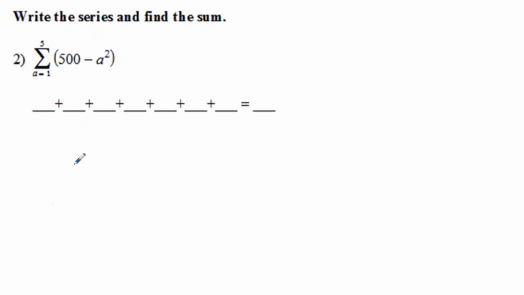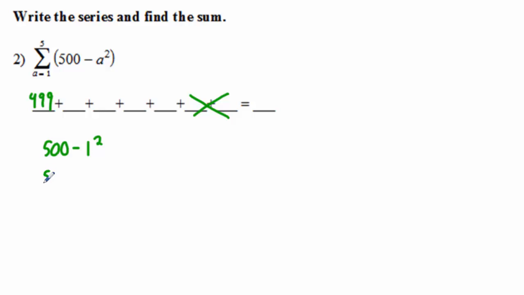Write the series and find the sum. So this is kind of a trick question in some ways because we're supposed to go from 1 to 5 plugging into this, and there's too many blanks here, so we don't need those last two. What we're going to do is plug in 1 where a is, so 500 minus 1 squared, and figure out what that is, which that would be 499. That's what would go in the first spot.